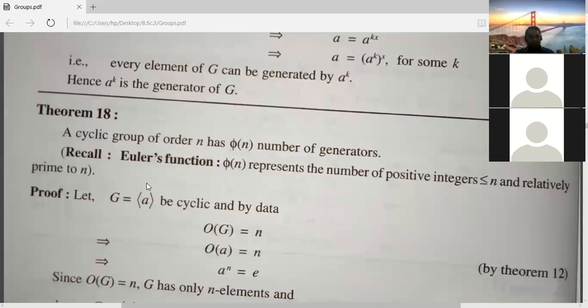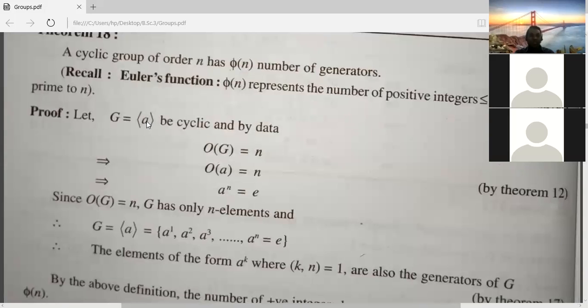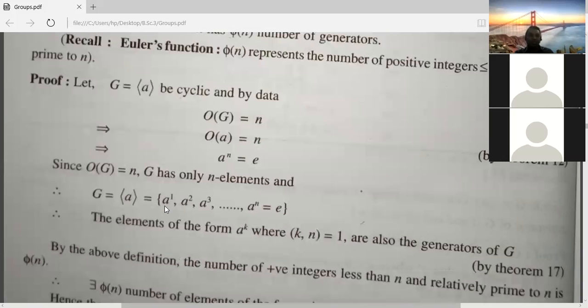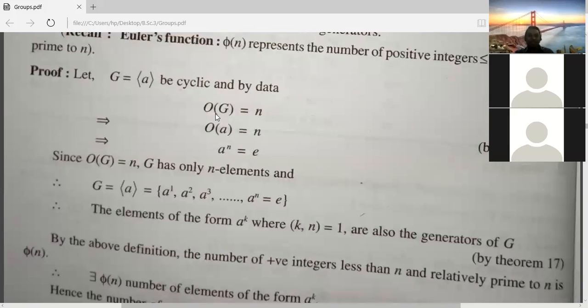Now, what I have to prove here? A cyclic group of order n has phi of n number of generators. Okay. Now the proof: G is equal to the group generated by a, that is, the elements of G are generated by a, or a is the generator of G. Now order of G is equal to n. Order of a is equal to n. By the definition of order n, we can write a to the power n equal to e. Now here you write order of G is equal to n is there. Okay, that is now you are writing G has an element.